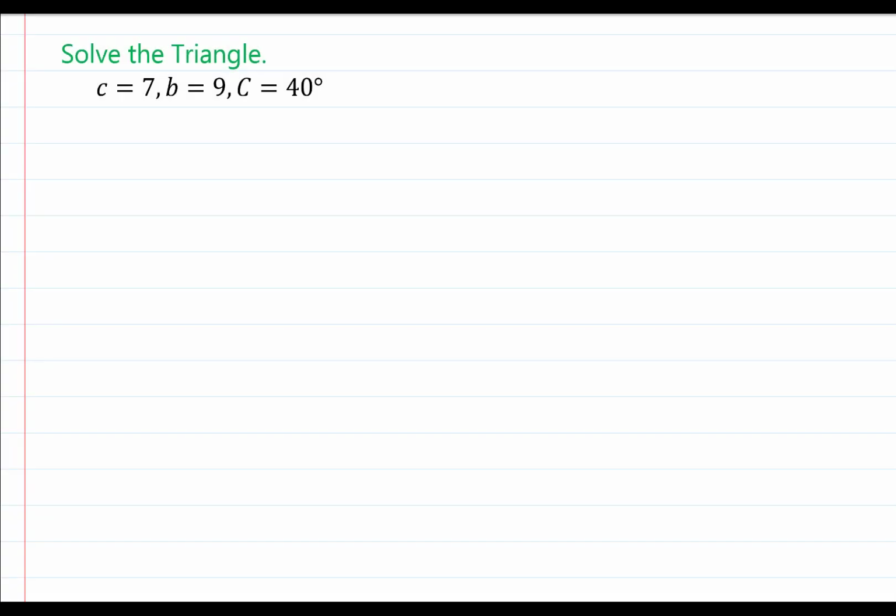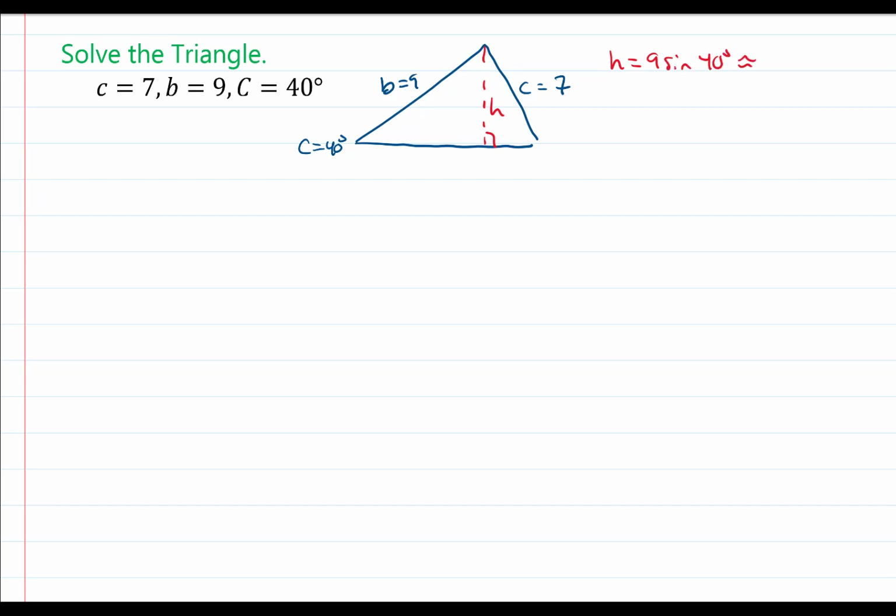In this example, I'm given side C, side B, and angle C. I'm going to draw myself a picture to illustrate what I'm given and to figure out whether this information results in one triangle, two triangles, or no triangle. I'm going to put the known angle of 40 degrees at the bottom left-hand vertex, which means side C has to be opposite it, and I'm going to put side B right here. Now my goal is to find the altitude of this triangle, which is also called the height. What I know is the height is equal to 9 times the sine of 40 degrees. Using my calculator to come up with an approximation, that would be 5.79 units.